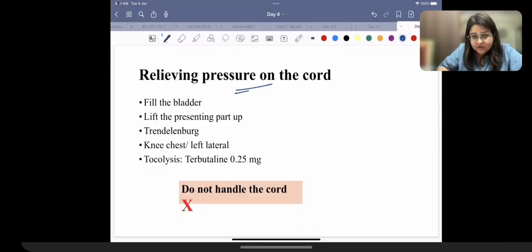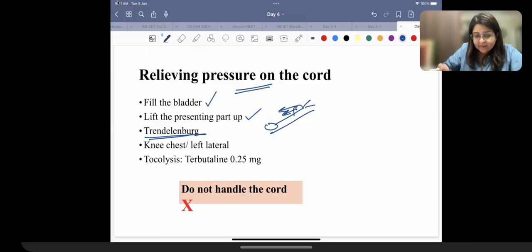So relieve pressure on the cord. How? You can fill the bladder with a Foley's catheter. Doing a PV, lift the head or the presenting part ताकि वो cord को compress ना करे. Lift the presenting part up. Put the patient in Trendelenburg. That means head low position. Okay, she's like this. Put her in head low position. This will lift the presenting part upper and relieve pressure of the cord.